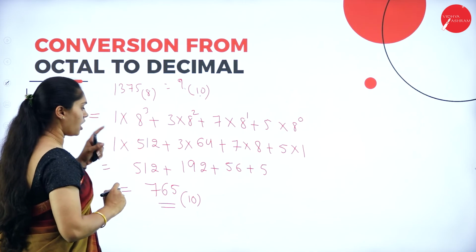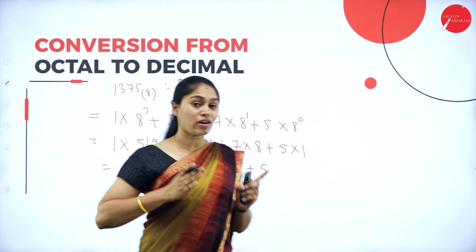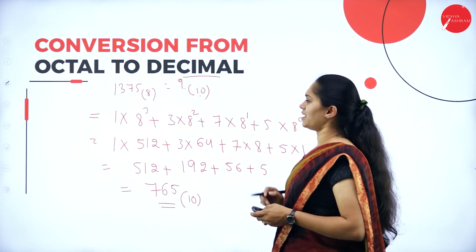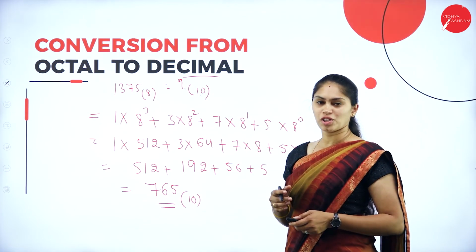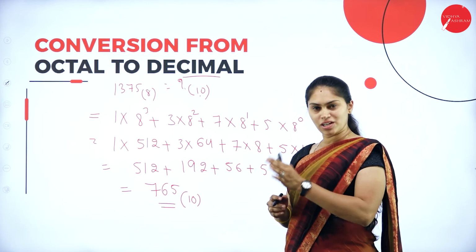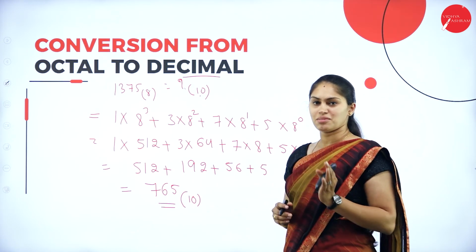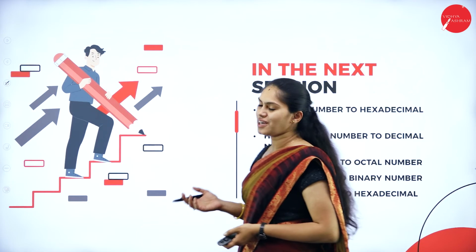This is how we can convert the given octal number into a decimal number system. I hope you all understood regarding the conversion, how we are going to do it from binary to decimal, octal to decimal, decimal to octal. So that's all for today's session.